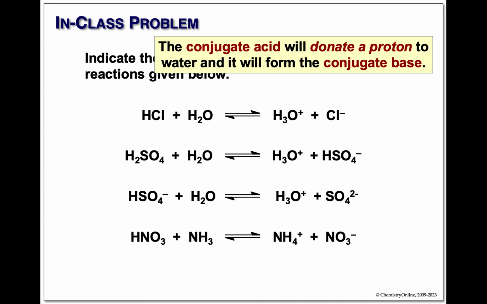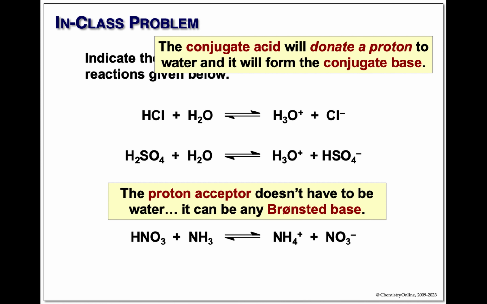All right, if we take nitric acid, this is our Bronsted acid. This is going to accept our proton, so that makes it the Bronsted base. After we donate our proton, what do we have? Nitrate. Conjugate acid, base, pair.